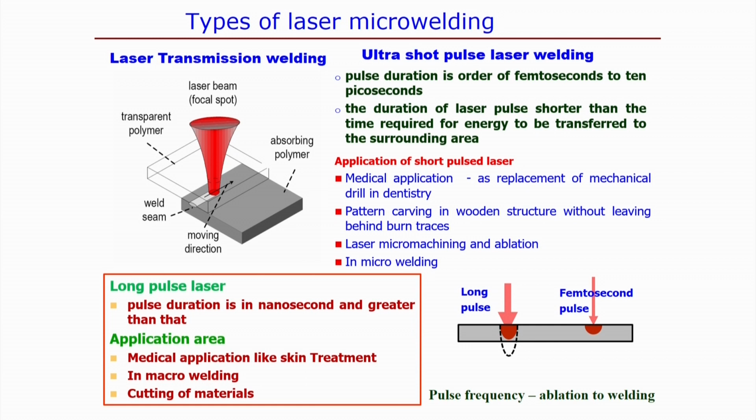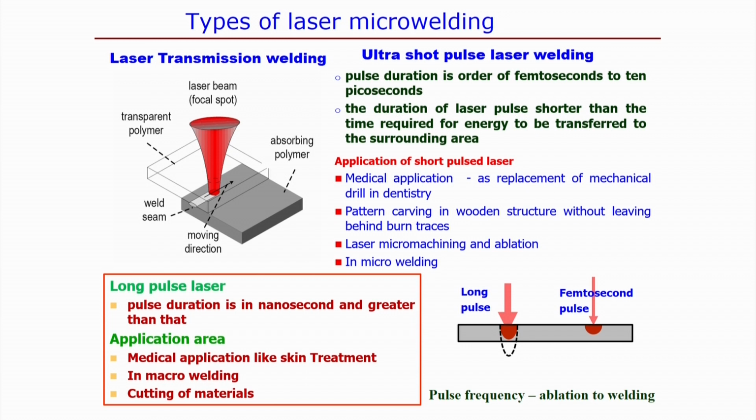Now, in that respect, we can explain the application of the pulse laser. In medical application, it can be considered as the replacement of the mechanical drill in dentistry. That is a typical application of the very short pulse laser, as is pattern carving in wooden structures without leaving behind bar traces. And of course, the short pulse laser is also very applicable for micro machining and the ablation process, and it is suitable for the micro-welding process.